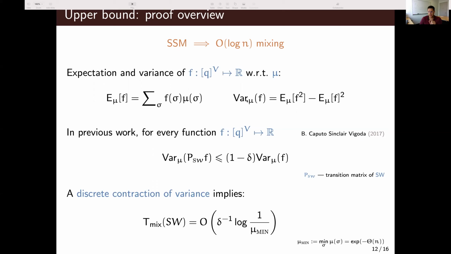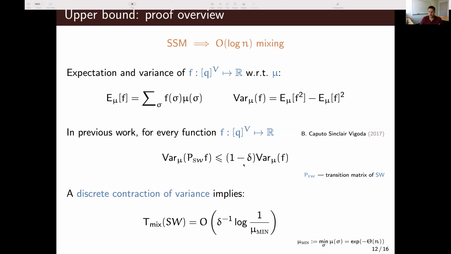In our previous work, in STOC a few years ago, what we showed is that the Swendsen-Wang dynamics contracts the variance of any function f. So if we consider the variance of a function f versus the variance of the function after one step of the Swendsen-Wang dynamics is applied, this is captured by P_SW, the transition matrix of the Swendsen-Wang dynamics, times f.